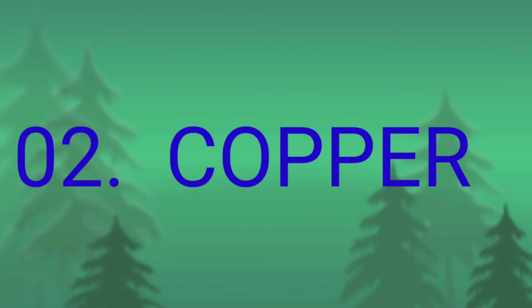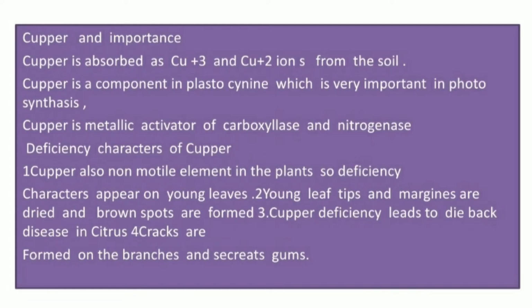Copper is the second micronutrient essential for plants. Copper is absorbed from the soil in the form of Cu+ and Cu2+ ions from the soil solution. Copper is an important component of plastocyanin, which is very important in photosynthesis. Copper is a metallic co-activator of carboxylase and nitrogenase enzymes.